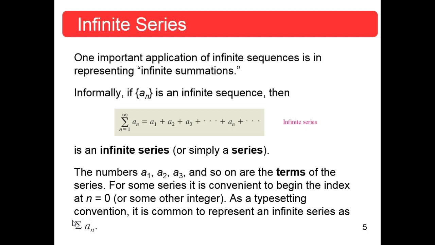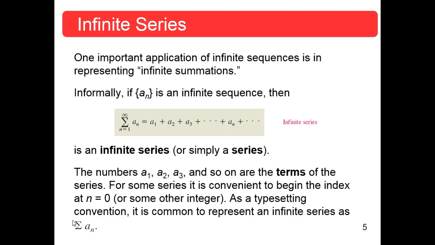A sequence is a list. A series is a sum. An infinite sum. The numbers a1, a2, a3 are called the terms in the series. We call them the terms in the sequence as well, but there they were separated by commas. Now they're separated by plus signs. They are the terms. For some series, it is convenient to begin the index at n equals 0, whereas most of the time with sequences, we begin at n equals 1. But now we will sometimes use n equals 0, or some other integer, like -3 or 15. You could start these just about anywhere you wanted to.